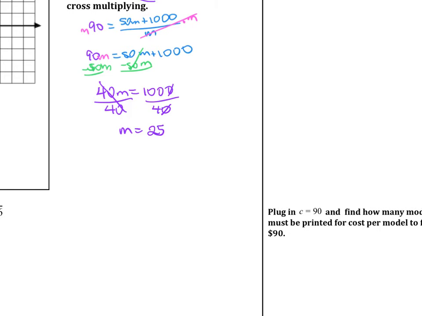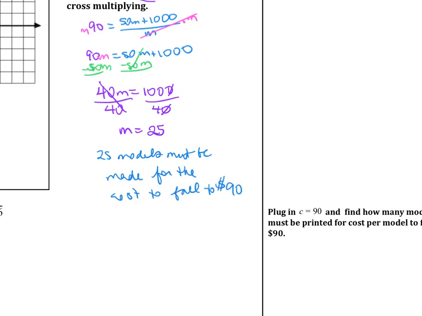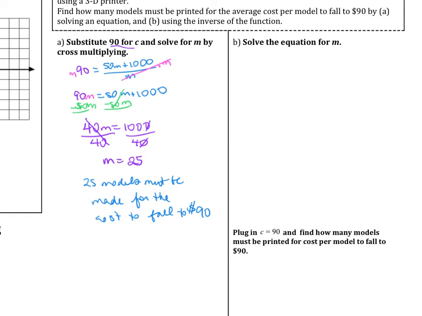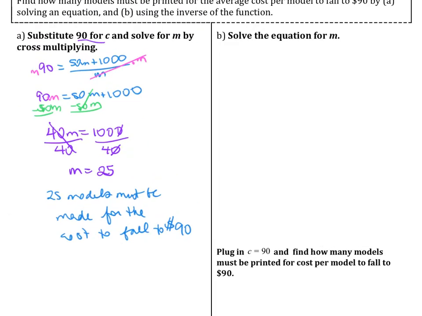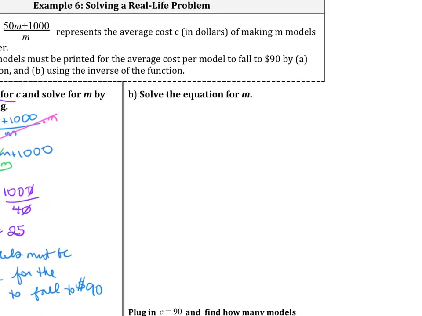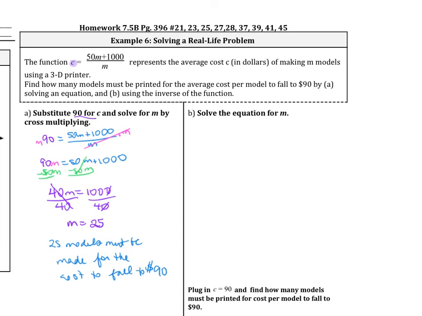So the answer is 25 models must be made for the cost to fall to $90. Now that's one way of solving the problem. Now really what we want to do is practice finding the inverse of the function. So in this case, we're going to solve the equation for m. So we're not going to switch the roles. We want to keep the variables the same, but we're just going to solve for m.